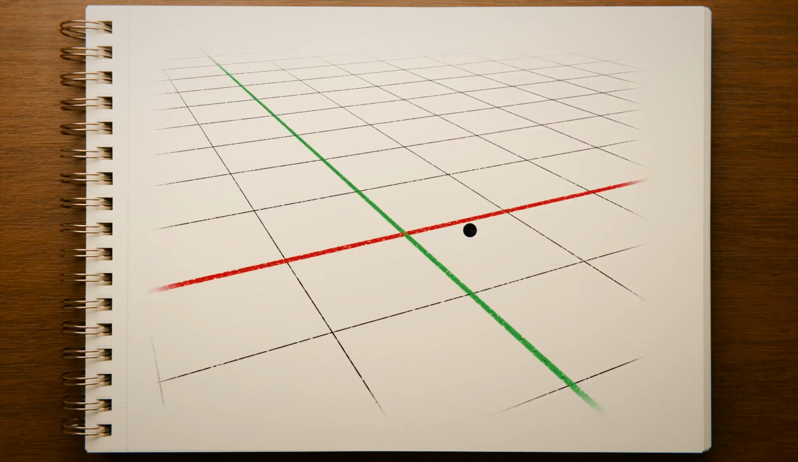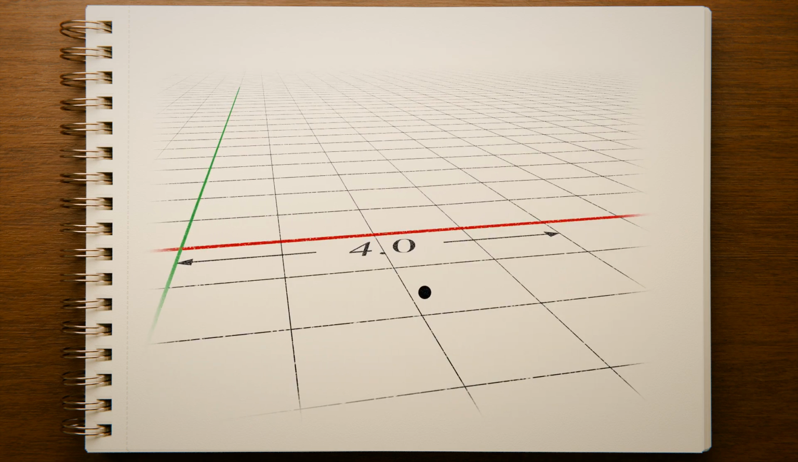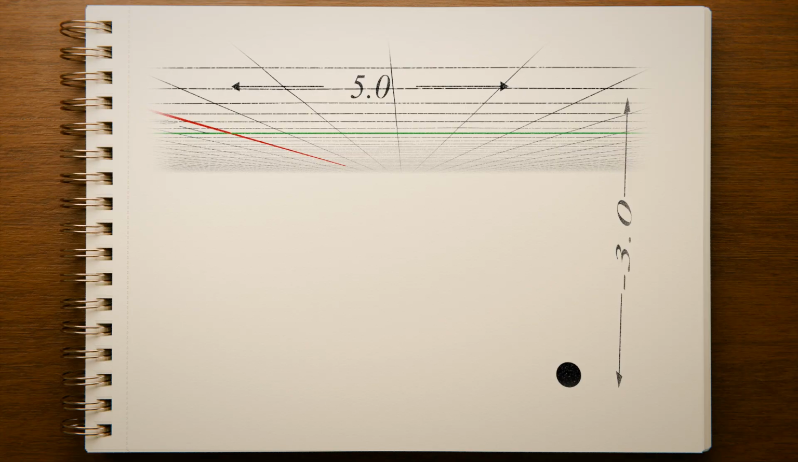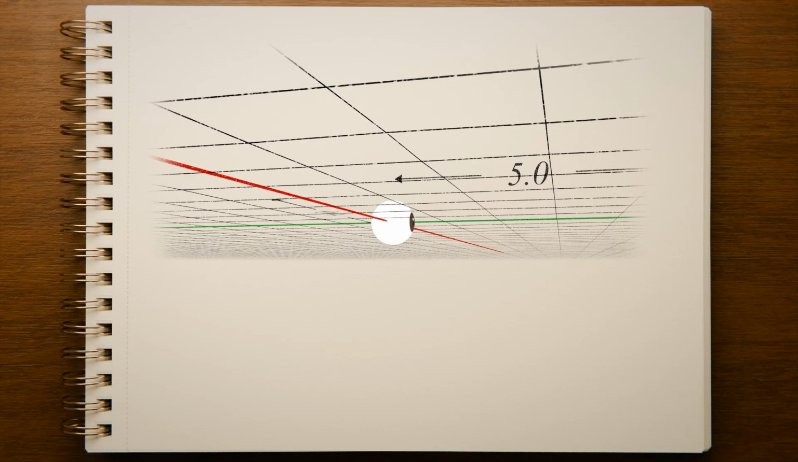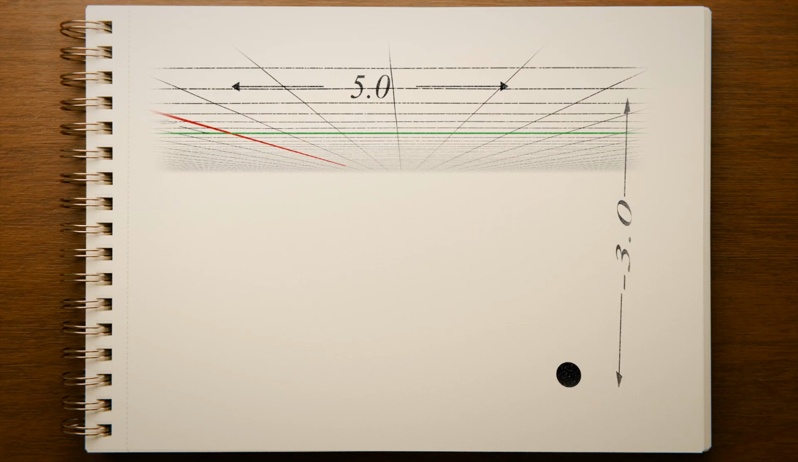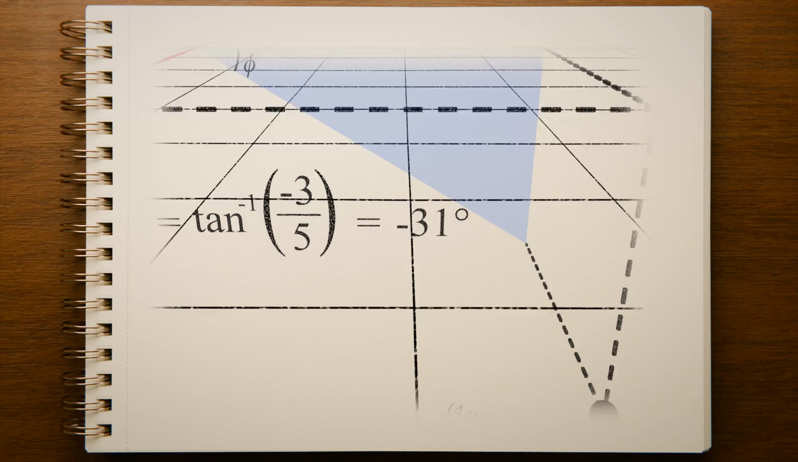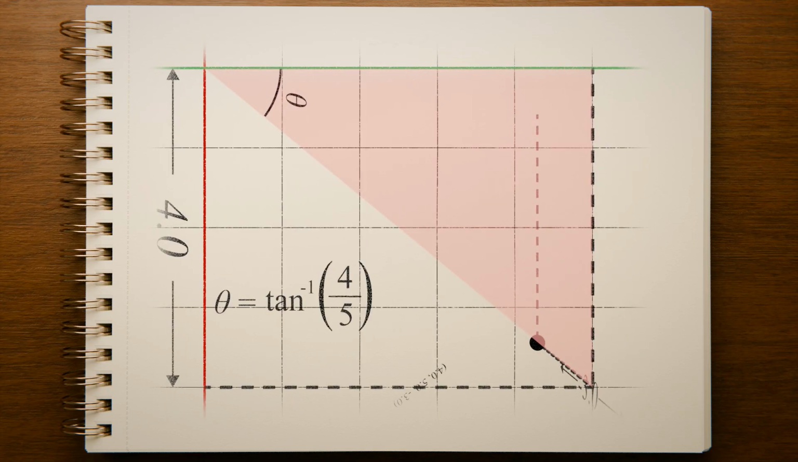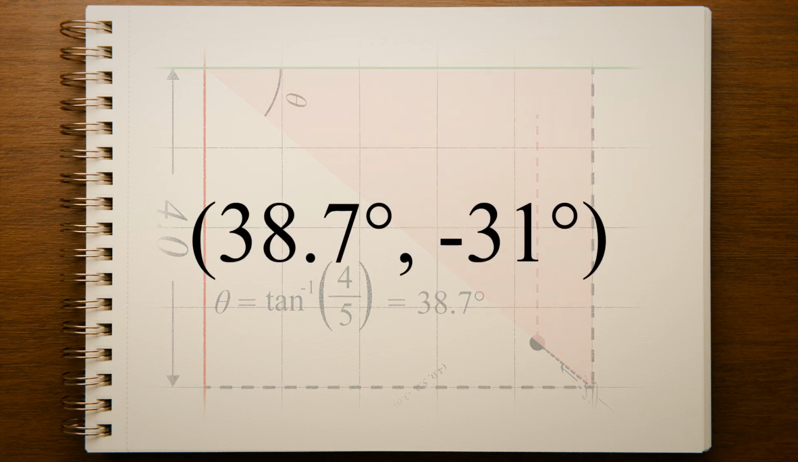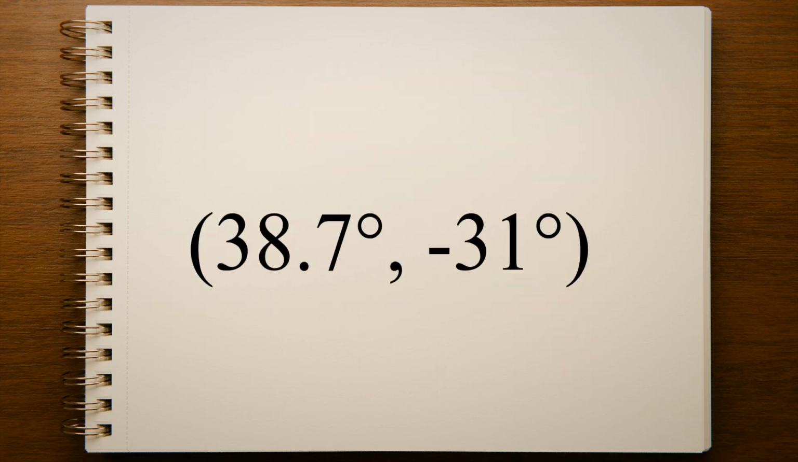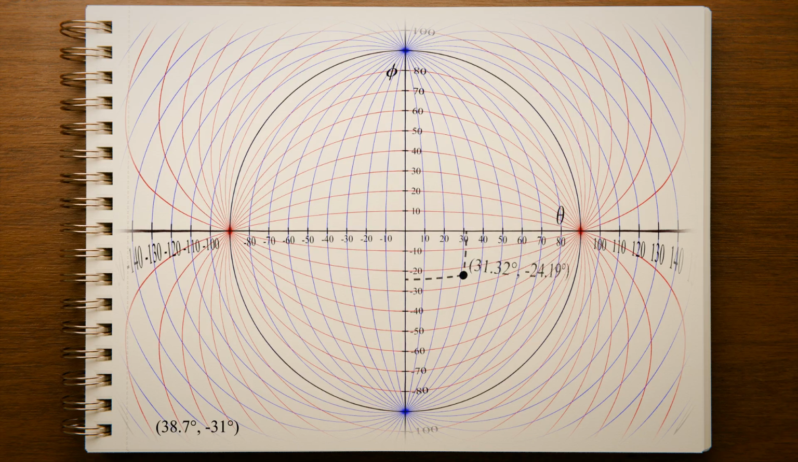We'd probably be able to estimate that it's about 4 feet to the right, 5 feet forward, and 3 feet below our eye level. Remember, everything's measured from our eyes. This gives us the rectangular coordinate 4, 5, negative 3. Now we can calculate the angles, which gives us phi is negative 31, and theta is 38.7. So we have the 2D coordinate 38.7, negative 31. And thus we can place this point right here on the grid.